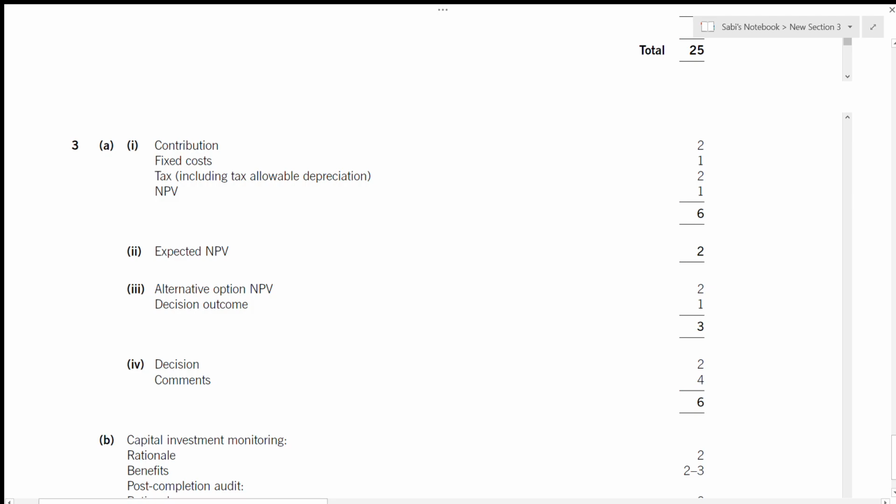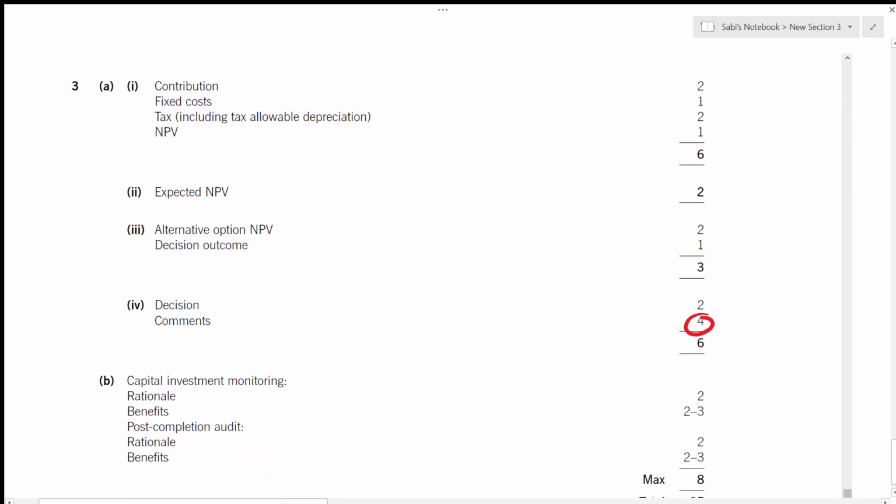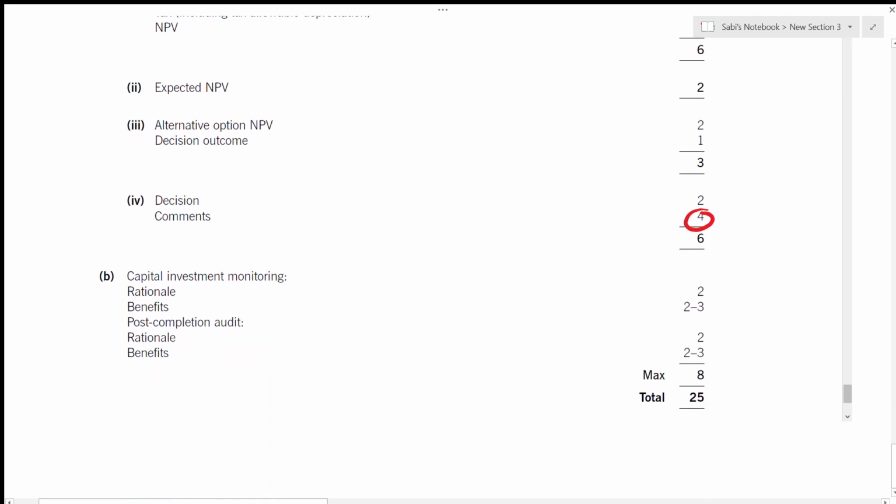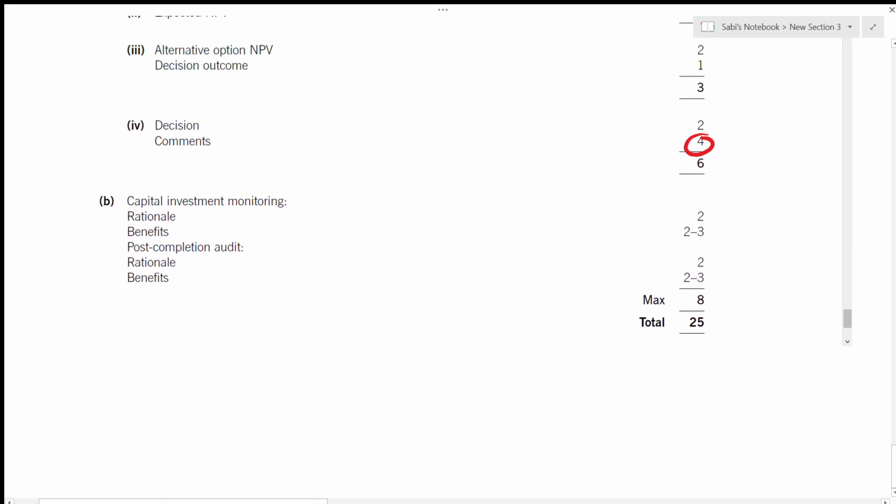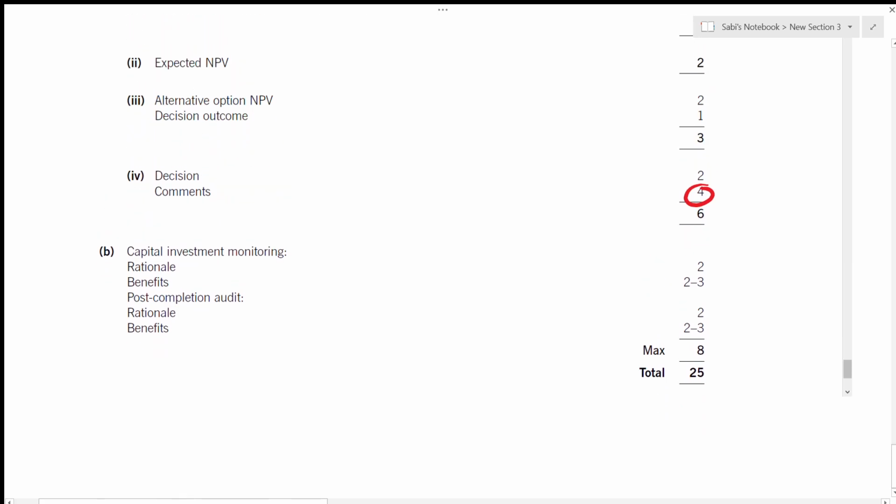Comment is 4 marks, right? So don't ever miss out your comments. When they tell you to comment on your findings, comment on your analysis, you have to comment. And finally, the last part, capital investment monitoring, the rationale and the benefits, right? 2 to 3 marks. Even for the post-completion audit, 2 to 3 marks for the rationale and benefit.